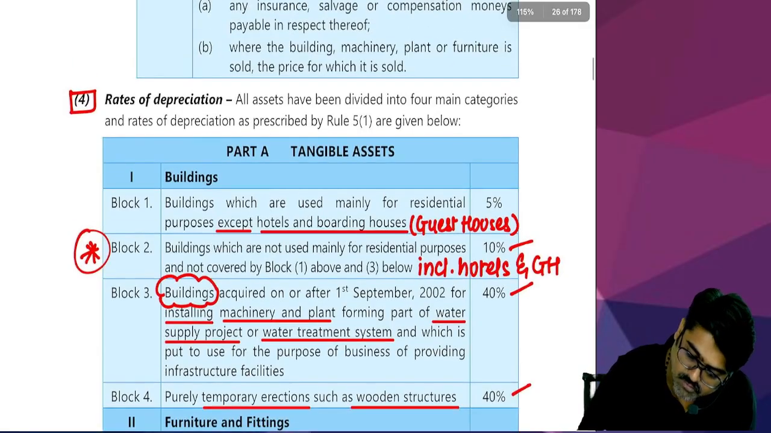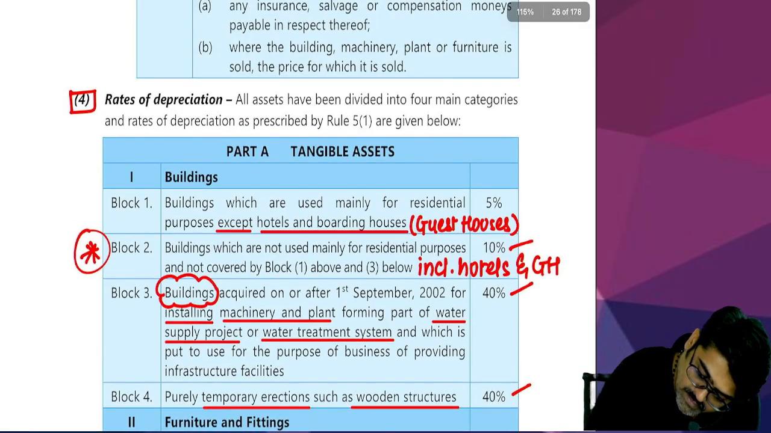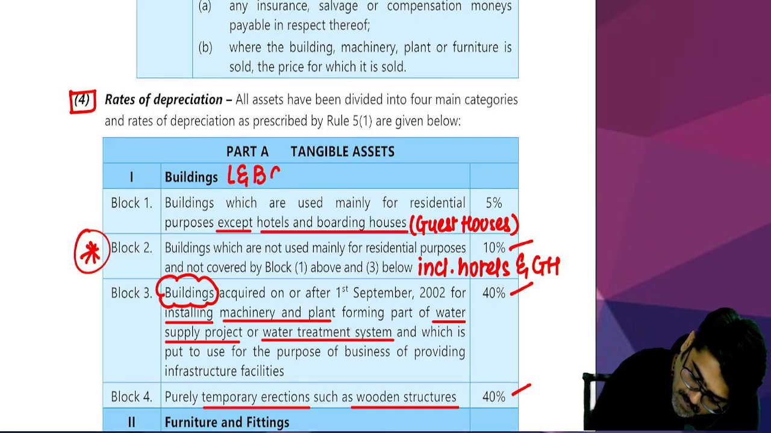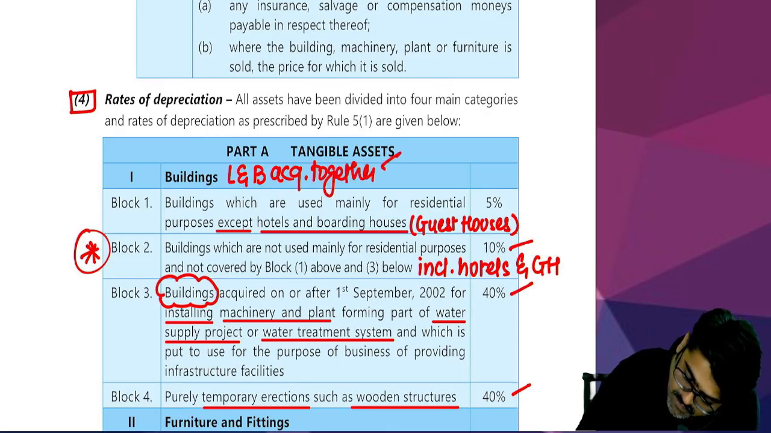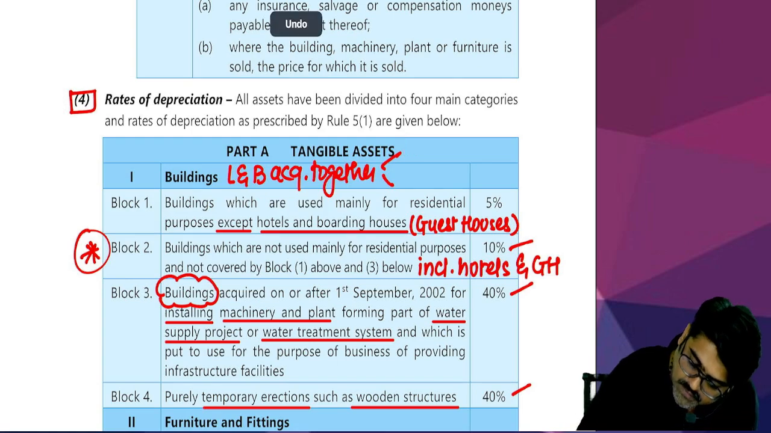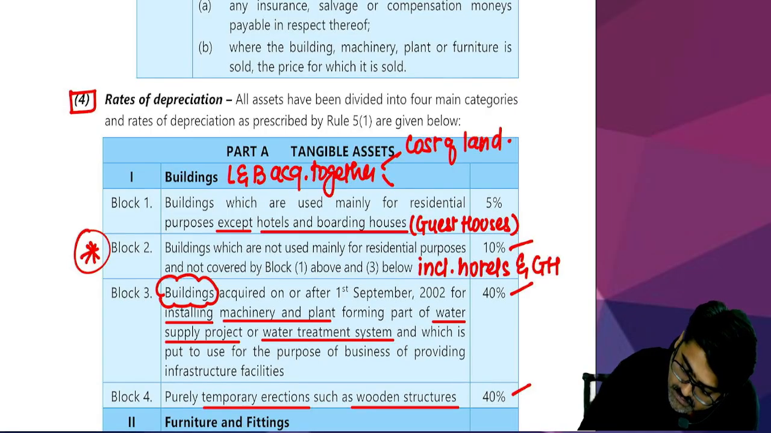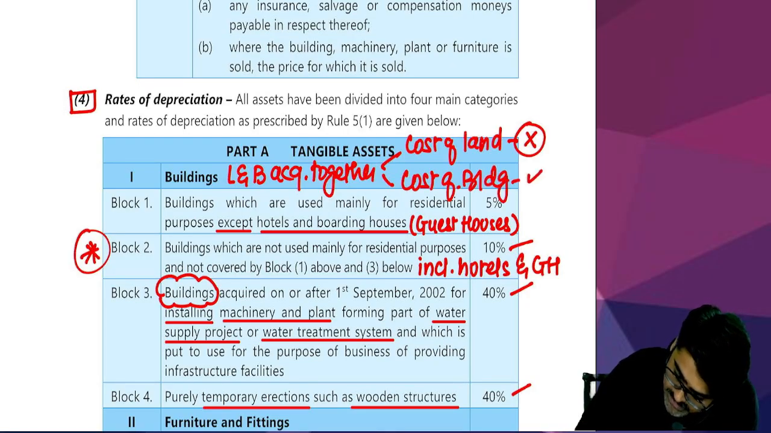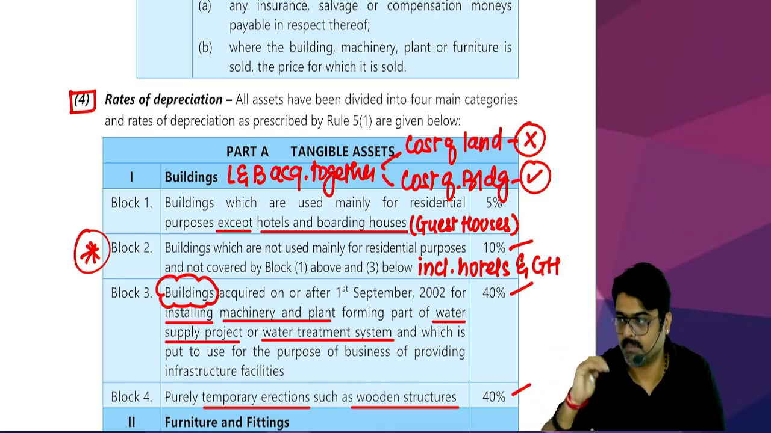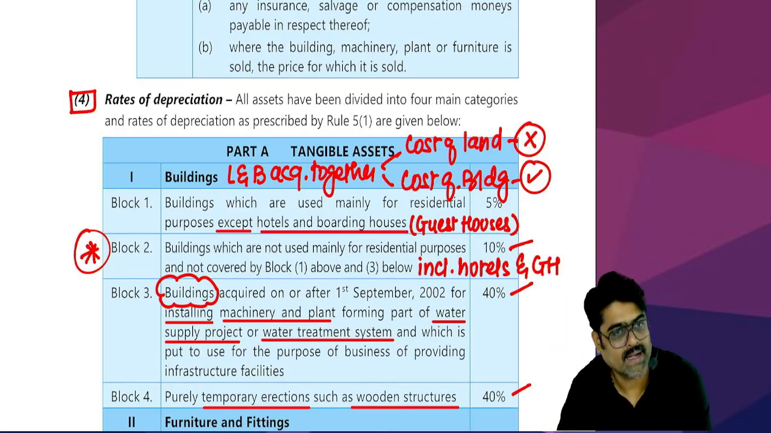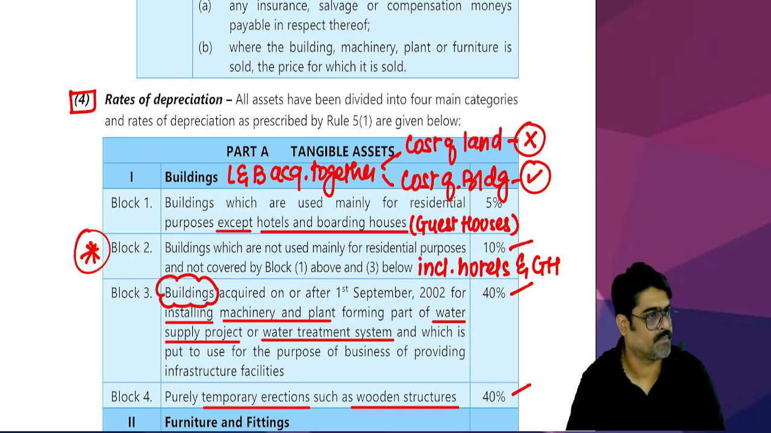Please write down here: land and building acquired together, then cost of land will be ignored and cost of building only to be considered for the block purpose. Only that can be claimed in the form of depreciation.